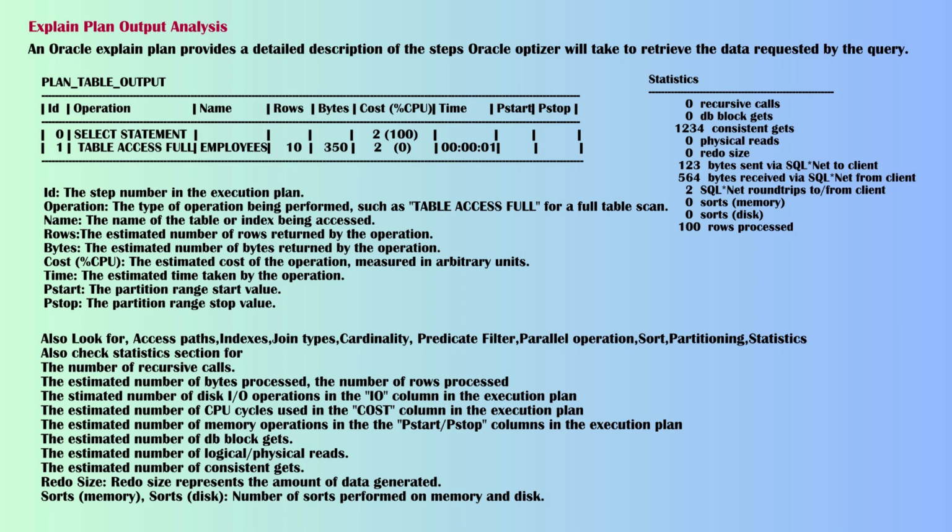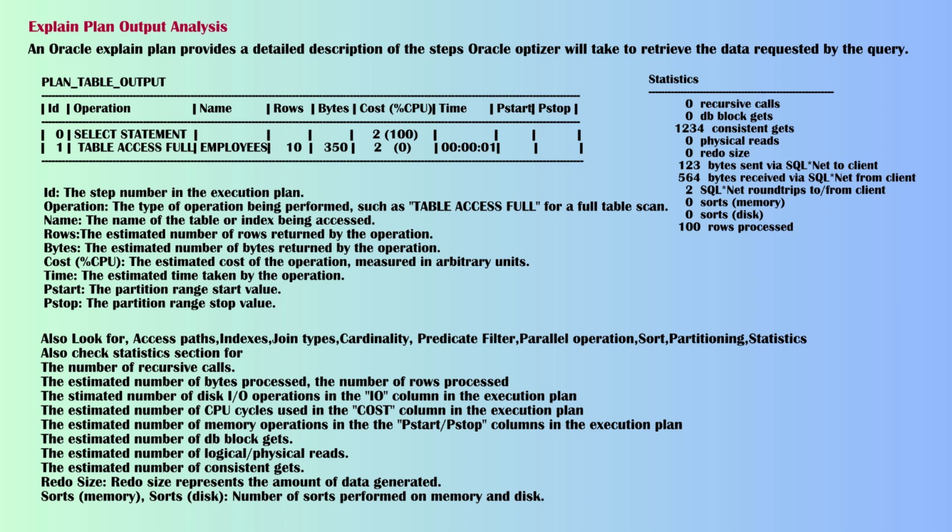It provides insights into how the database engine is executing the query and can help identify potential performance issues or optimizations. The Explain Plan output typically consists of several columns providing information about each step in the execution plan. Here's an example of what the output might look like.